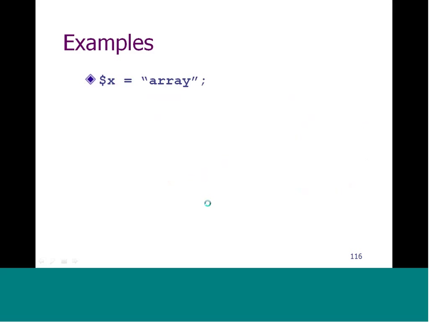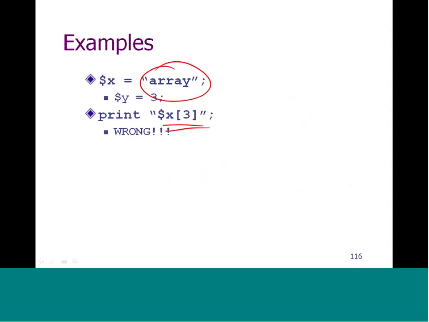So let's look at some examples. Here, x is an array, and y is 3. If you do $x and in square brackets $y, this is actually wrong because it's a single element array. You know that basically a string is an array of characters, but when you specify it like this, it's a single element one. Also, in this one, the variable is treated as a scalar variable, so there is no array context to it. So it becomes wrong.